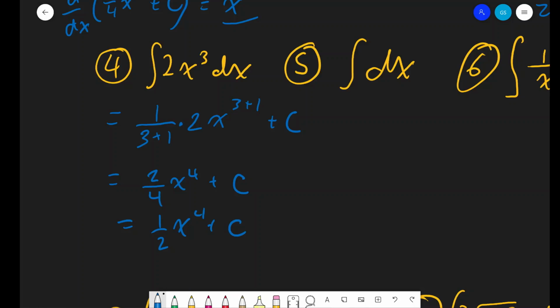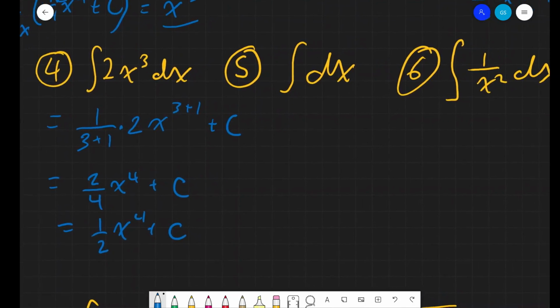Again, always make sure to write the c. If you don't, you will lose marks for that. Your teacher will not like that because that's incorrect, because again, you don't know what the value of that constant is. So hopefully that made sense.